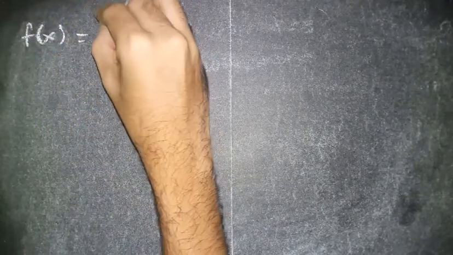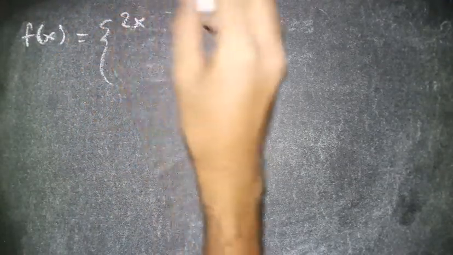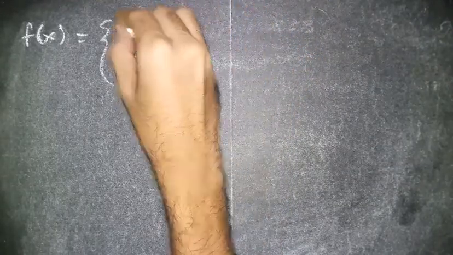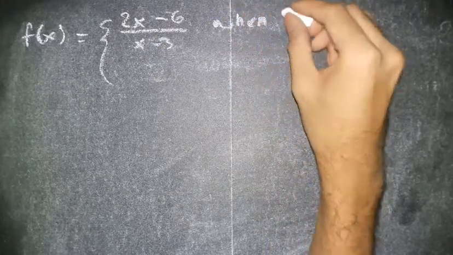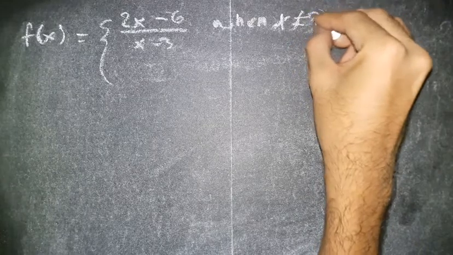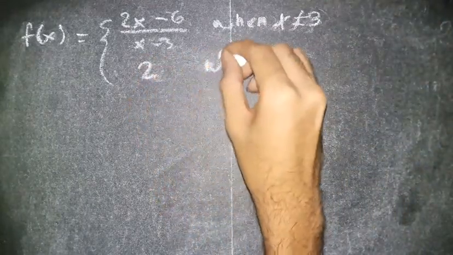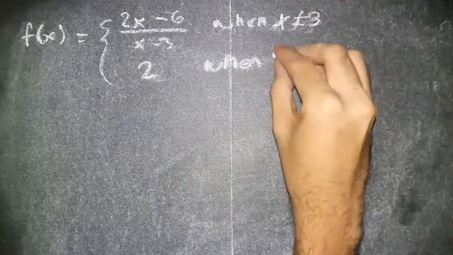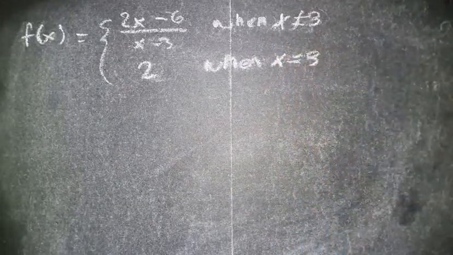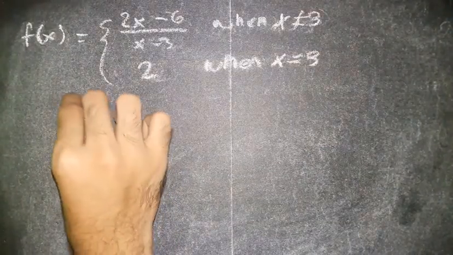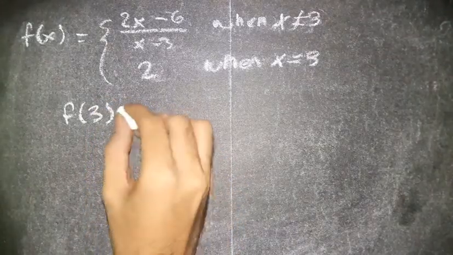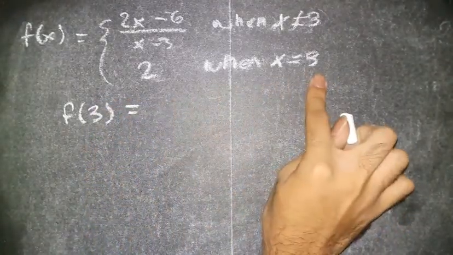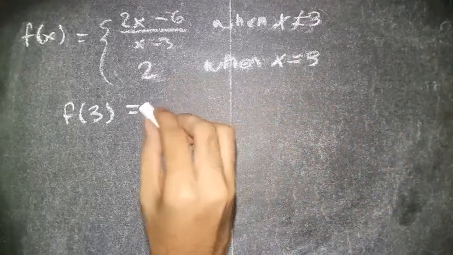Moving on to our next example, consider this piecewise function. f of x is 2x minus 6 all over x minus 3 when x is not equal to 3, and f of x is 2 when x is equal to 3. Thus, f of 3 is equal to 2, considering the second function of the piecewise.